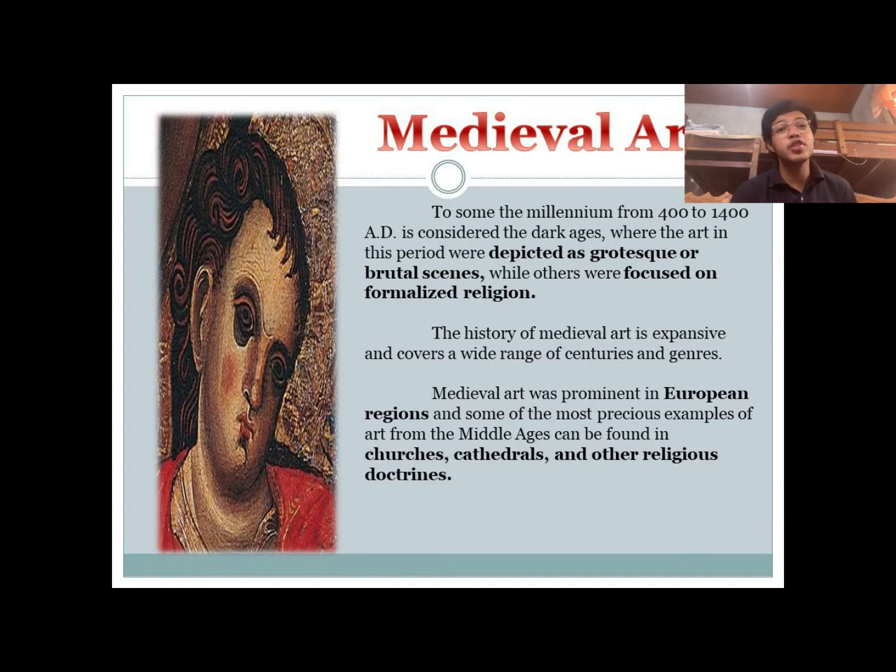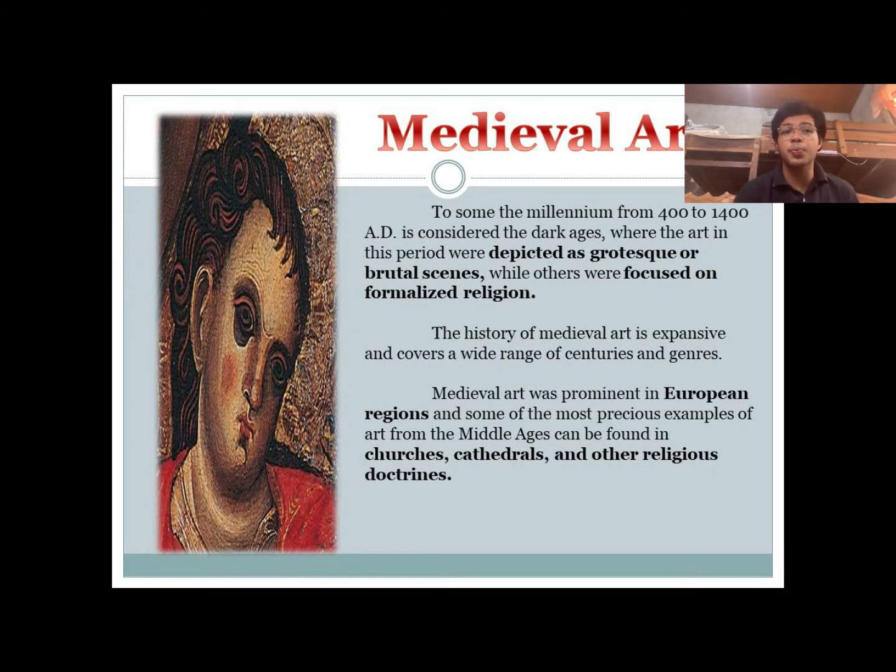To some, the millennium from 400 to 1480 is considered the Dark Ages, where the art in this period was depicted to be grotesque or brutal scenes, while others were focused on formalized religion. The history of medieval art is expansive and covers a wide range of centuries and genres.